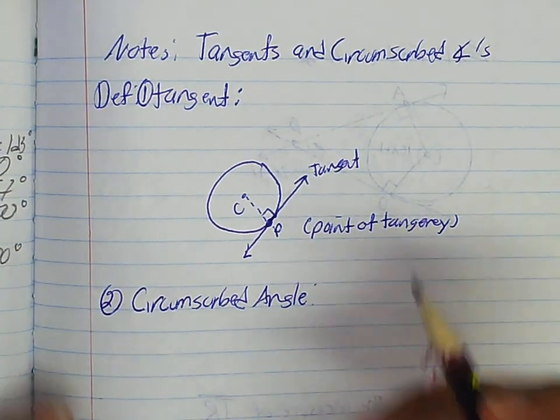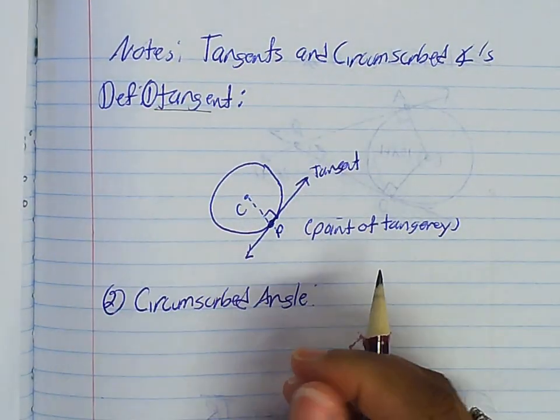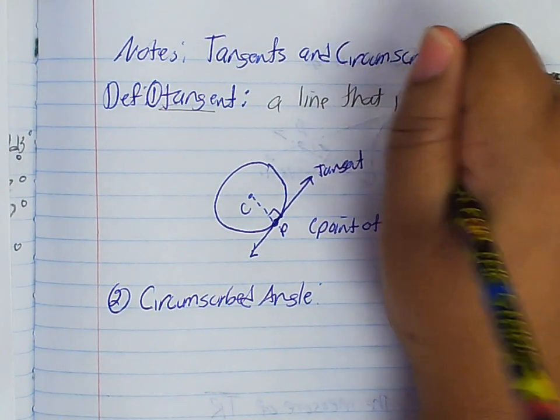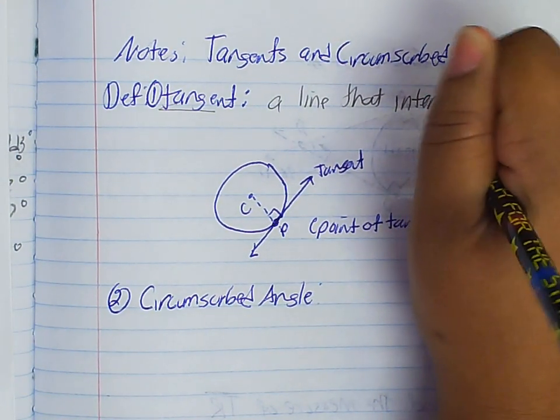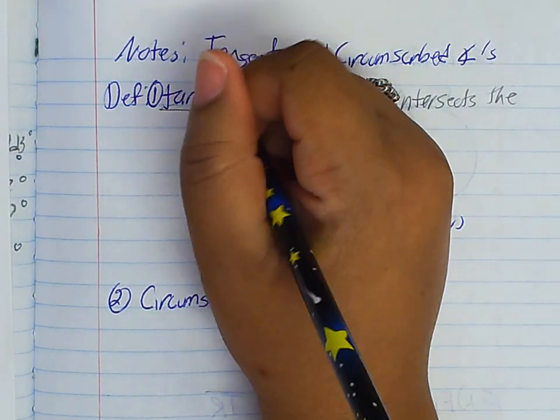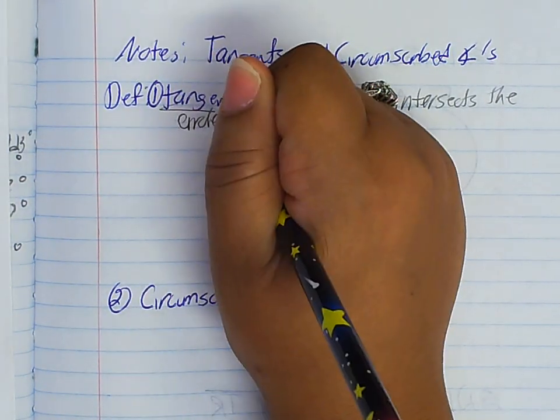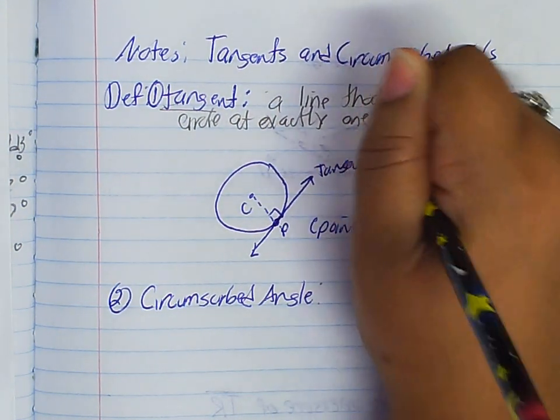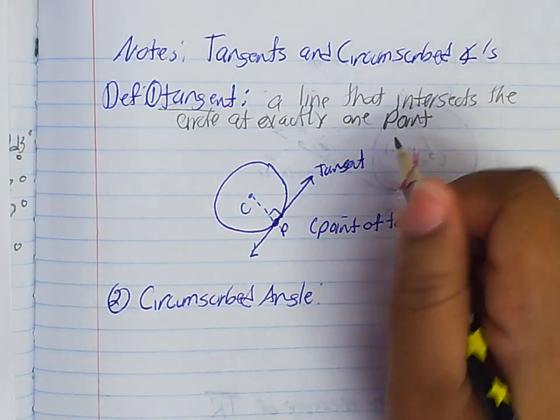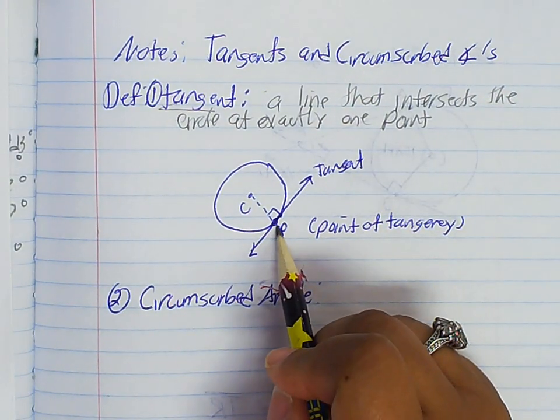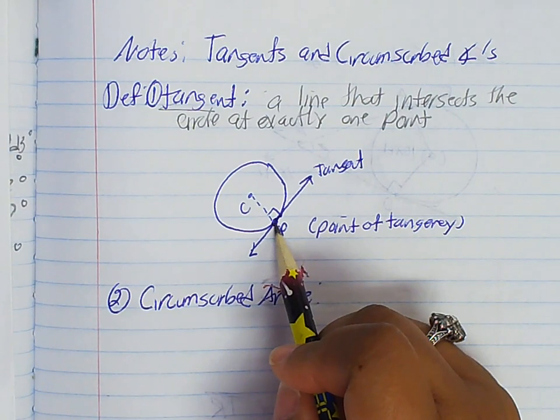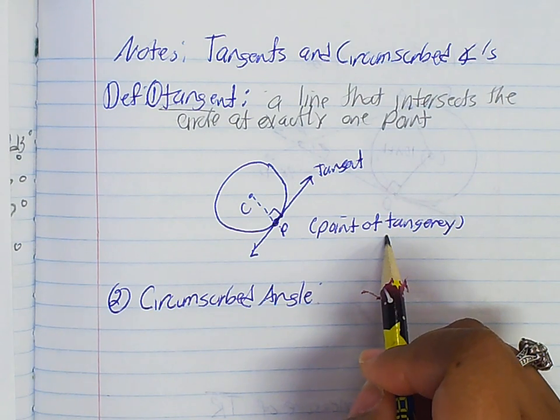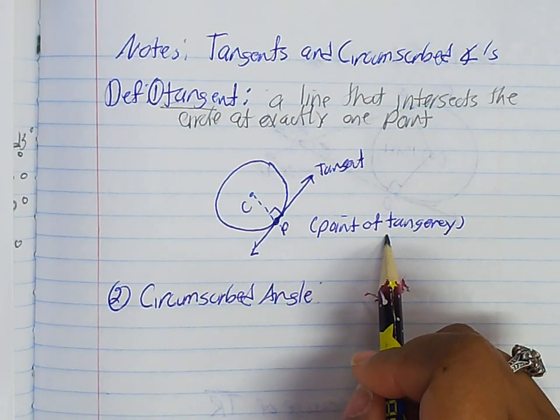So tangent, okay, so the first one is tangent. A line that intersects the circle at exactly 1 point. Okay, and you can see that right here. This is the tangent line, and this point is intersecting it right here at point P, and that's called the point of tangency. You guys should know that already. That is on your vocab.